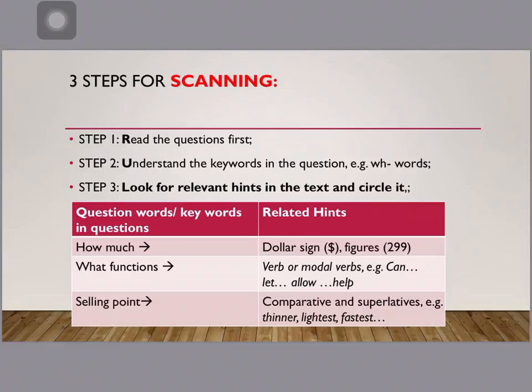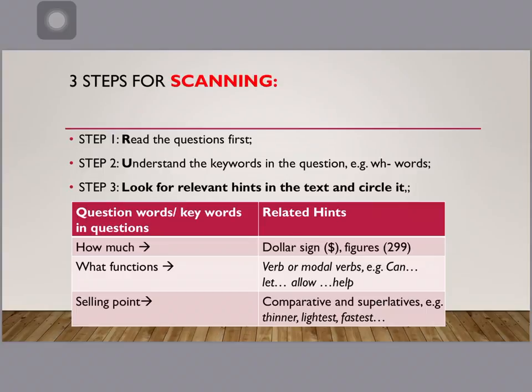Another example: if the question is asking, in step 2, for the keywords what function, then in step 3 the relevant hints you should look for are, because function means something that it can do, verbs or modal verbs like can, or other verbs like let, allowed, or help you do something.